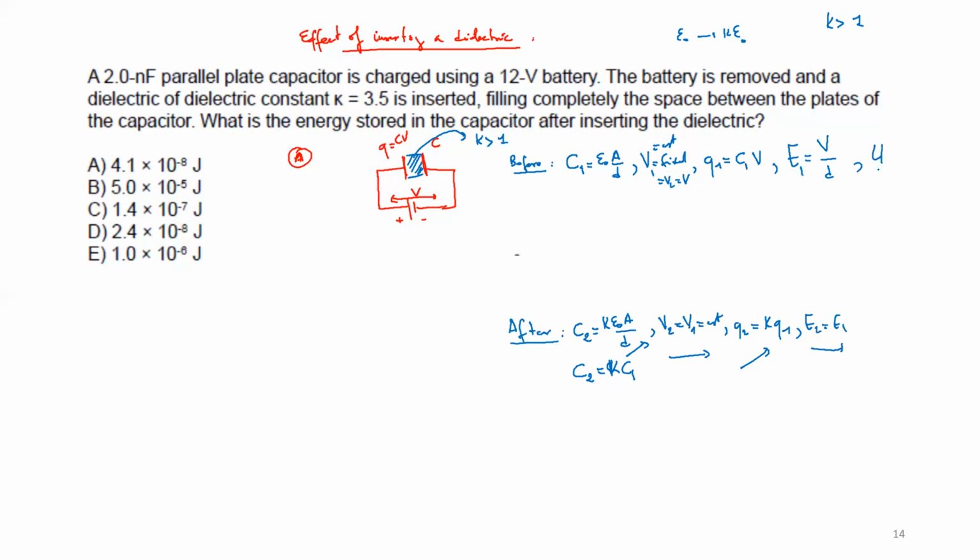Finally, what about the energy stored in the dielectric? It's half C V squared. But V is constant, right? But C has increased. So this is U1. Now U2 will be just half C2 V squared, but the V is the same, but C2 has increased. So U2 is just kappa U1. Of course, it has increased. Yeah, good. So we already discussed this in class, and this is case number 1. Now let's discuss case number 2.